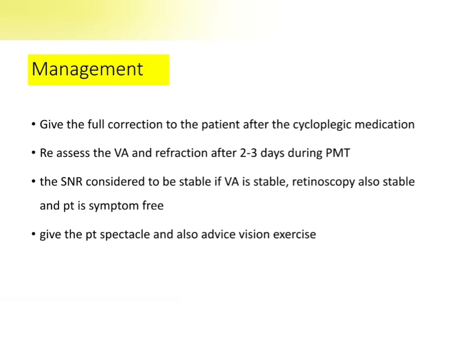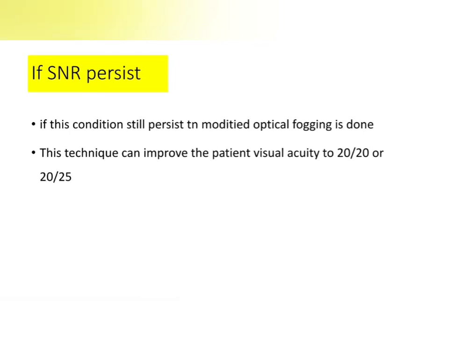But suppose this is not working. Even in your post cycloplegic test, you are observing that the visual acuity is not improved, or there is vacillating reflex, or all those things are there. Then what will you do? If this condition still persists, then modified optical fogging is done.